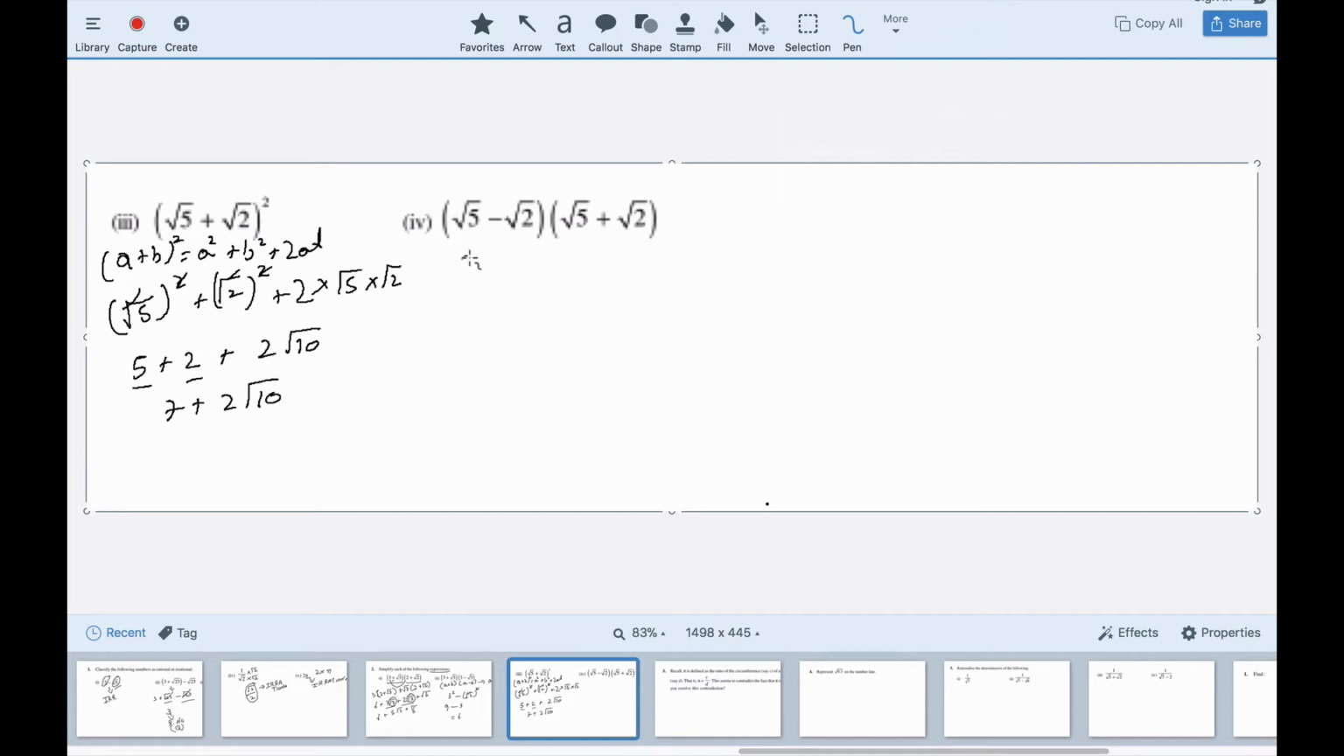Again, this is an identity, a minus b into a plus b, which gives me a square minus b square. So my a is root 5 and my b is root 2. So I'm left with 5 minus 2, which is 3.